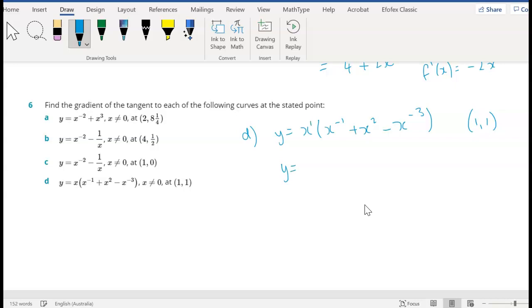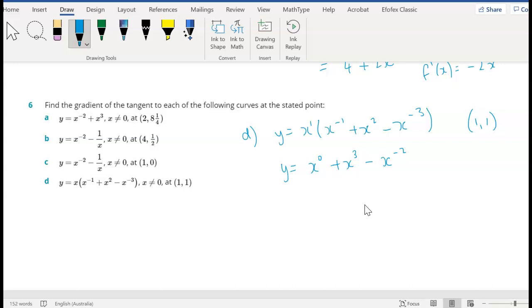So this is x to the power of 1. x to the power of 1 times x to the negative 1 gives you x to the power of 0. I'm going to write that there so we don't forget. It doesn't cancel out your x's, it's x to the power of 0. x to the power of 1 times x to the power of 2 gives you x to the power of 3. And then x to the power of 1 times negative x to the power of negative 3 gives you negative x to the power of negative 2. We're just adding your powers: 1 plus negative 1 is 0, 1 plus 2 is 3, and 1 plus negative 3 is negative 2.